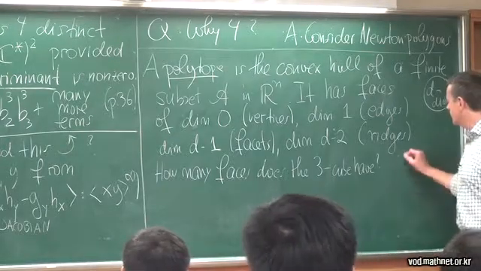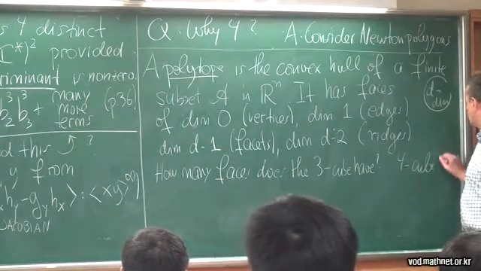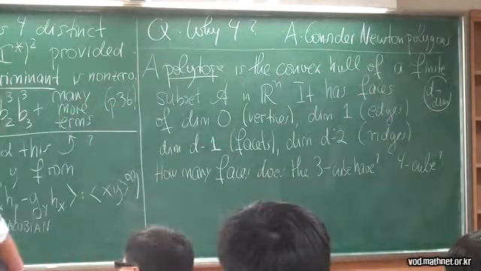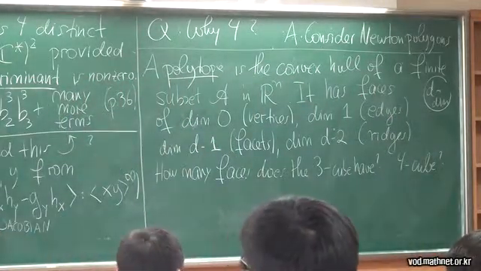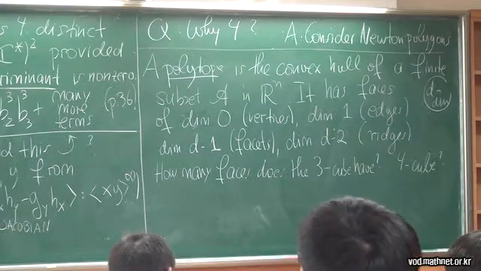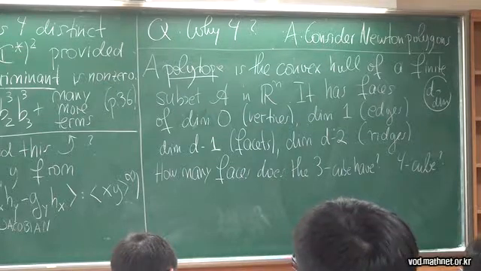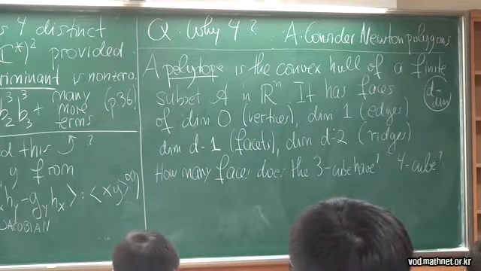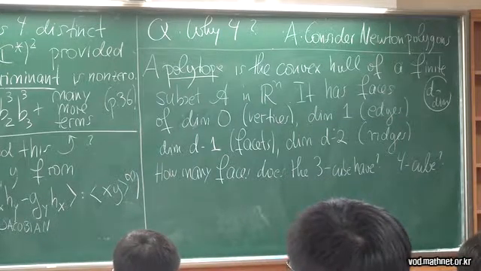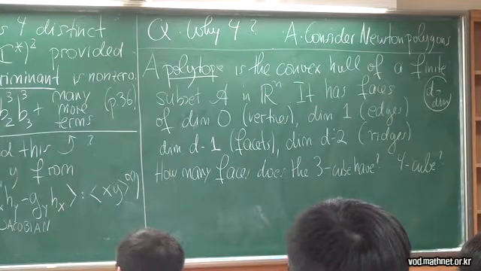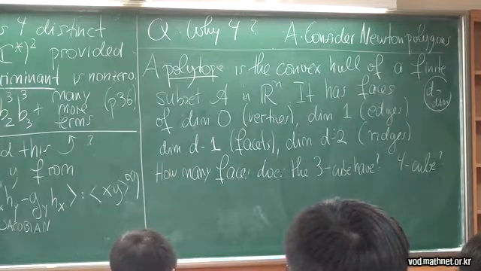Okay, how about the 4-cube? How many faces does the 4-dimensional cube have? What do you think? So now we have vertices, edges, ridges, and facets. Every facet is a 3-dimensional cube. Every ridge is a 2-dimensional cube. Every edge is a 1-dimensional cube. Every vertex is a 0-dimensional cube. How many faces altogether?